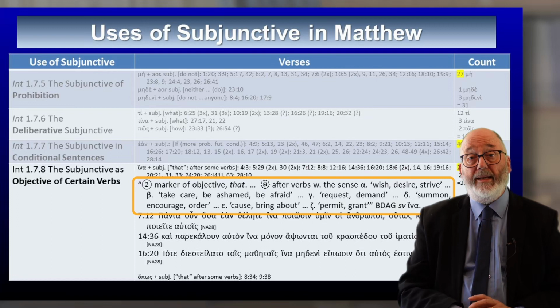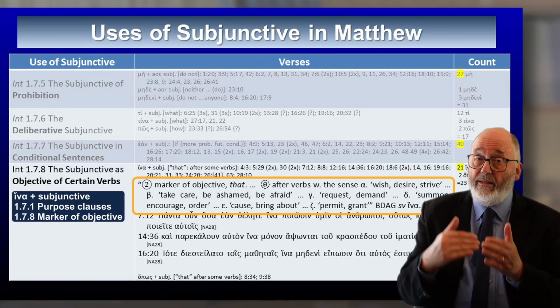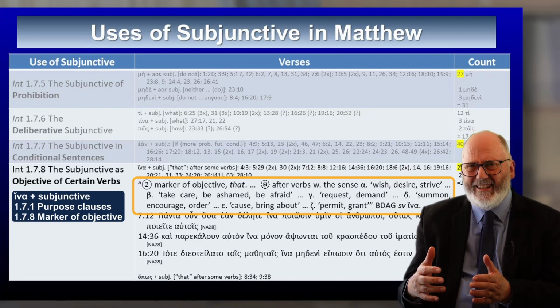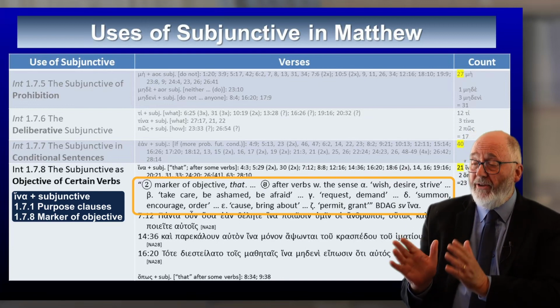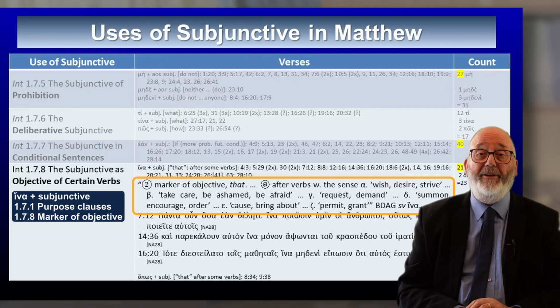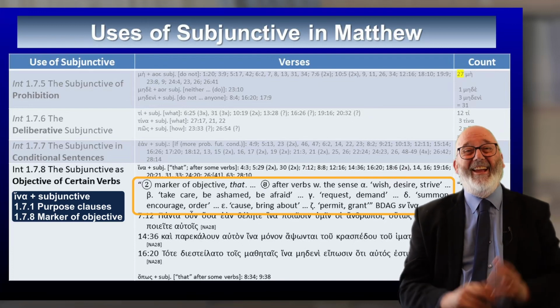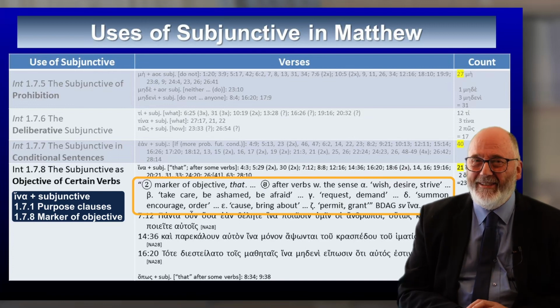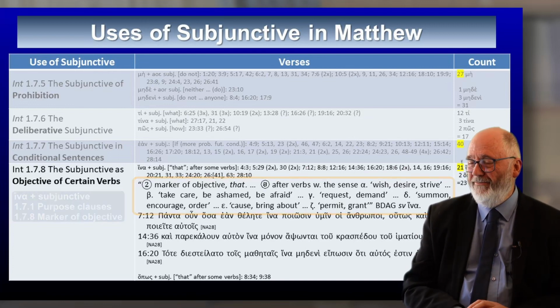We began by saying hina plus subjunctive is a sign of a final clause, a purpose clause. Yes, that's true, but it also can be a marker of the objective. All right, what on earth do they mean about the objective? Let's look at some examples that might make sense to us.